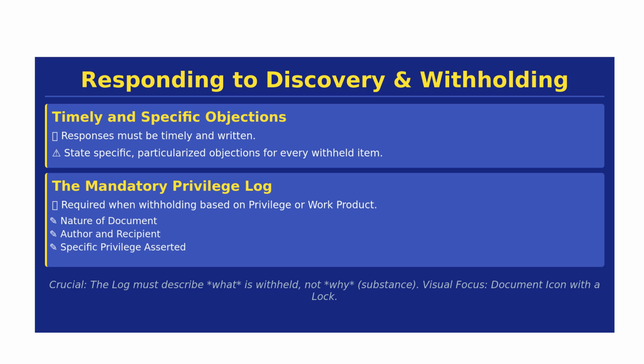Crucially, when withholding documents based on attorney-client privilege or the work product doctrine, you must prepare a privilege log. This log serves as a detailed accounting to the opposing party and the court. For every withheld document, the log must identify the nature of the document, its author, the recipient, and the specific privilege you are asserting. This documentation is mandatory under the rules.